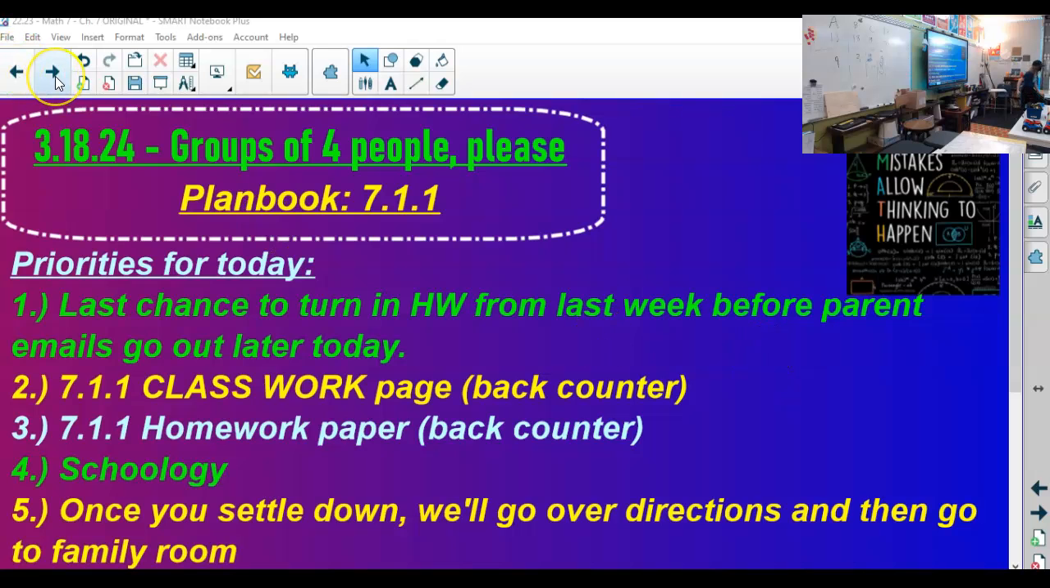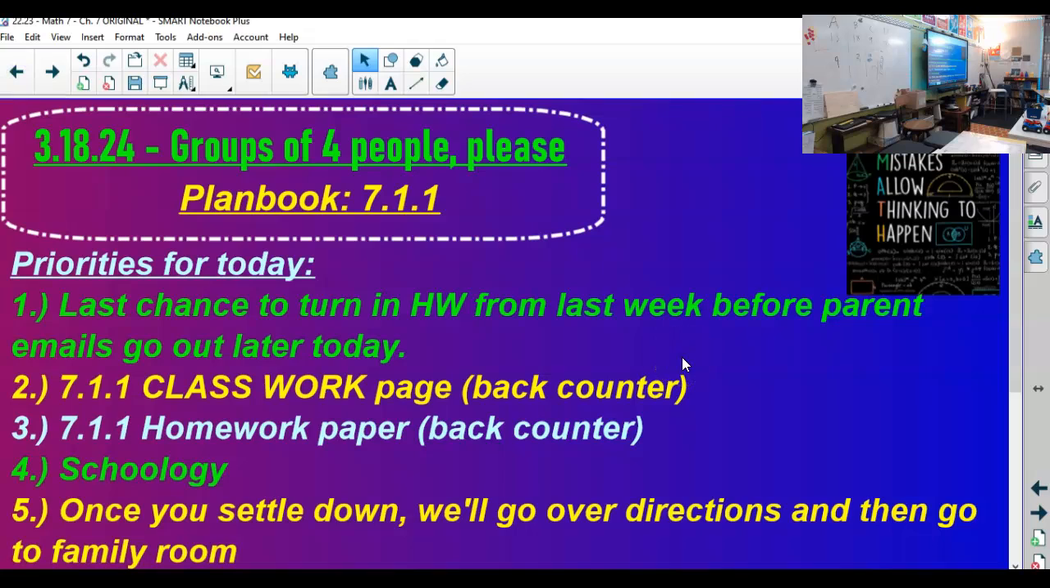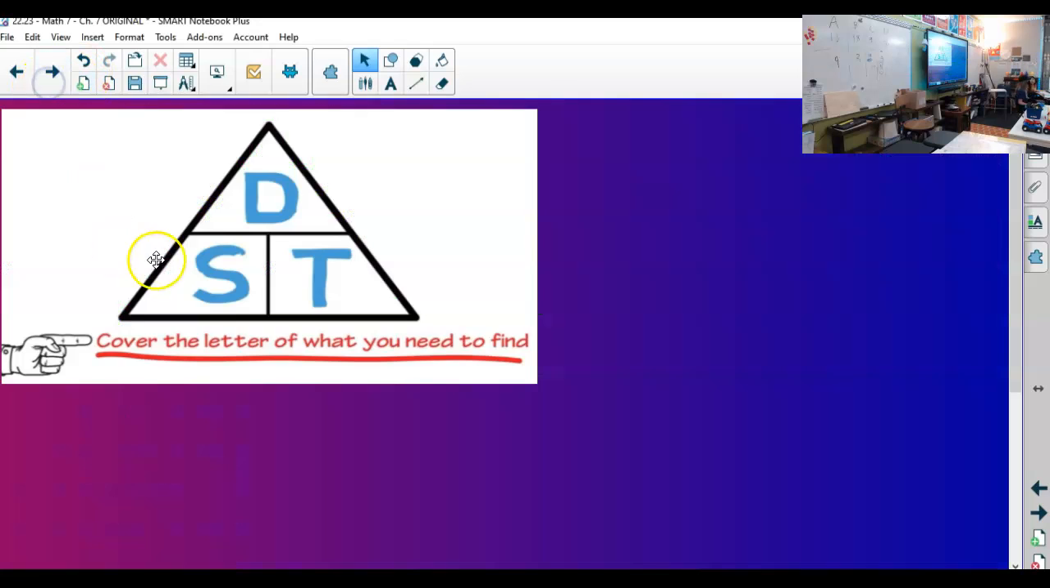Your classwork paper has this triangle on the front of it, so if you don't have two separate papers, get the other paper that has that DST triangle on it. All right, so have we ever seen this triangle like in science class? And sometimes it's DRT instead of DST. But have we ever seen a triangle like this?